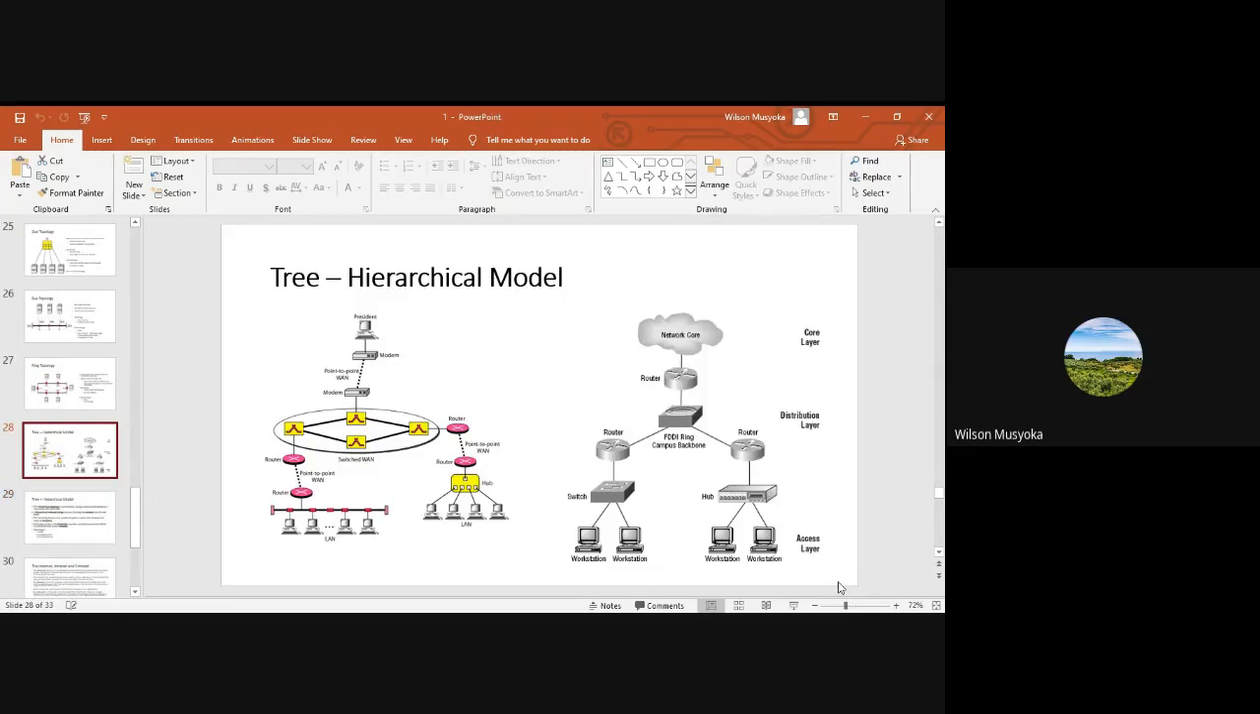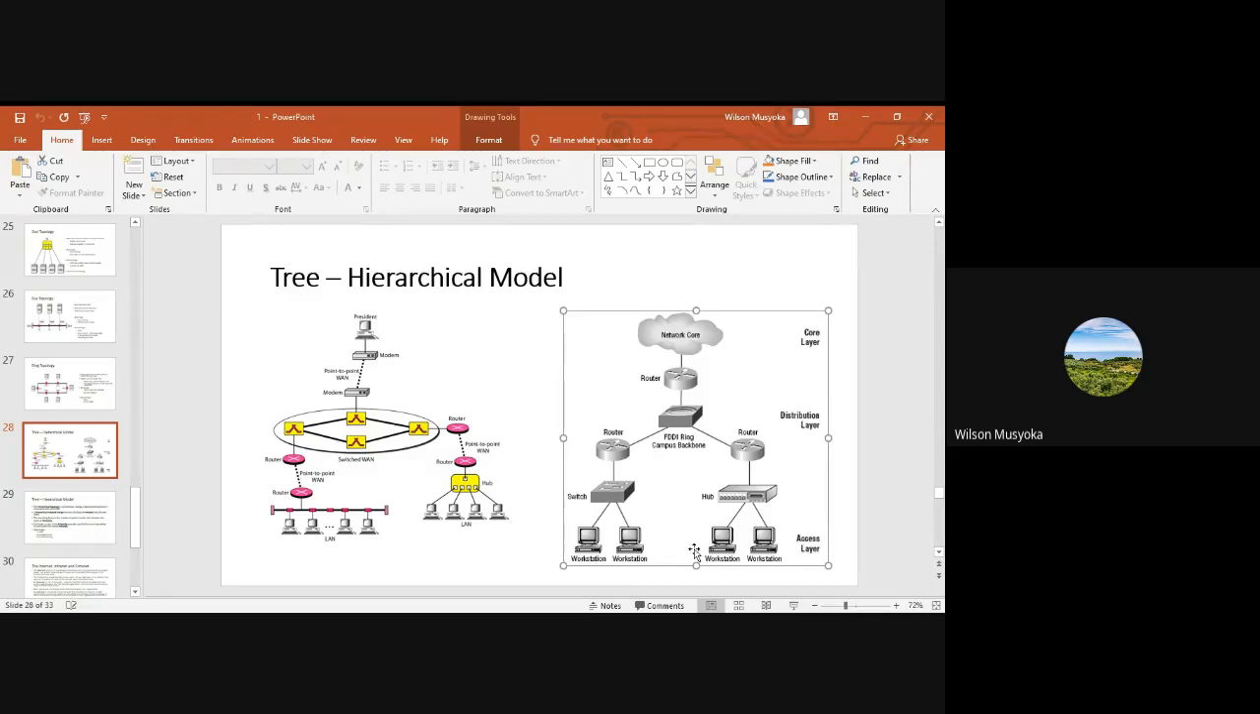Then we also have the tree or the hierarchical model. This is the one you find now the network is being based on, whereby you find that at the lower level, we have the access layer. I don't know if you are able to see where I'm showing. When I am clicking, I don't know if you are able to see. You can confirm if you're able to see.